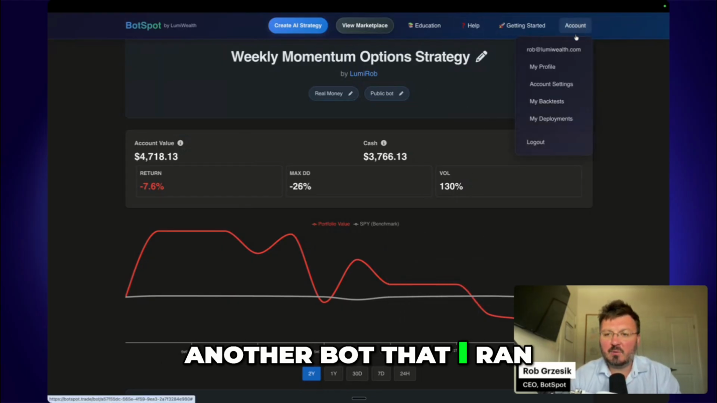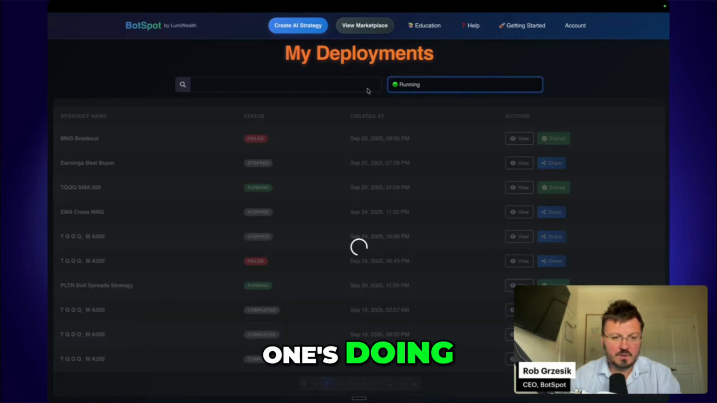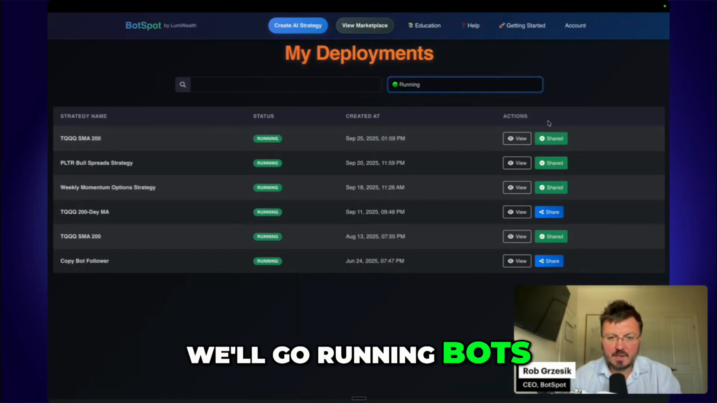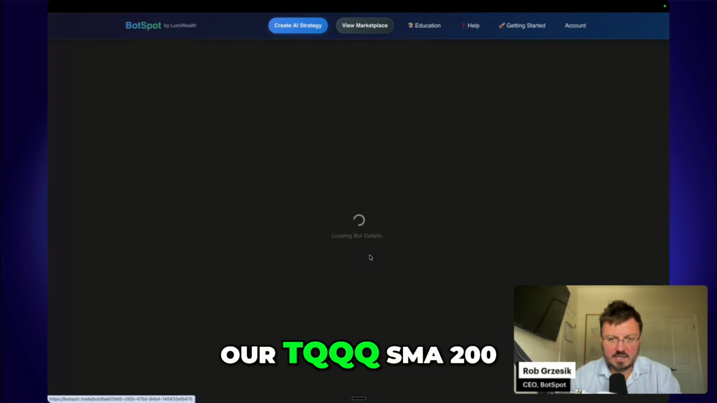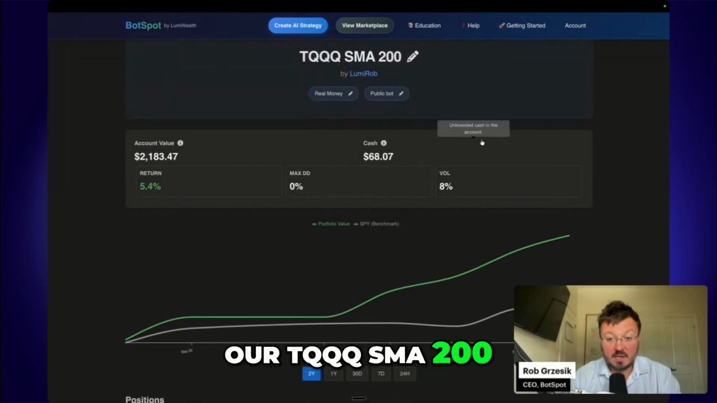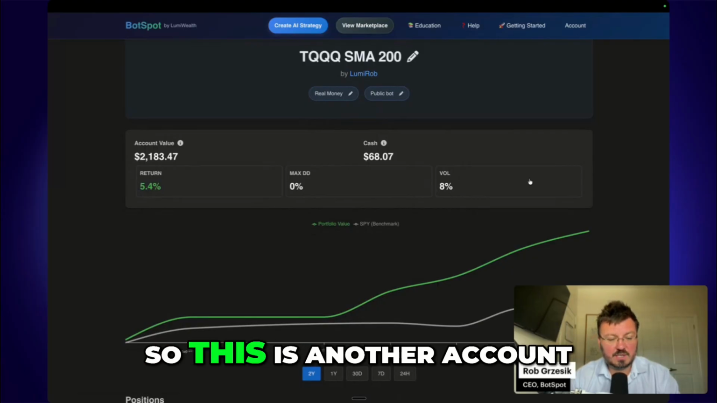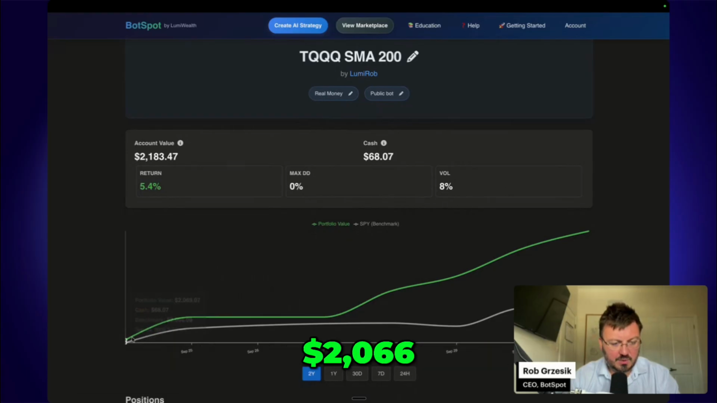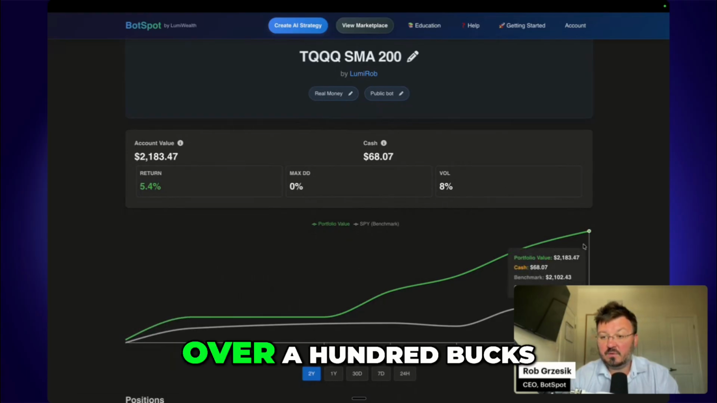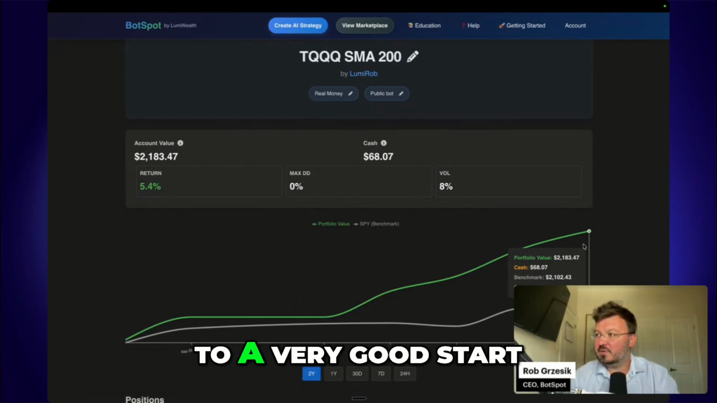Another bot that I ran last week. Let's see how that one's doing. We'll go to running bots. This is the bot that I ran last week, our TQQQ SMA 200. And this one's actually doing quite well. Awesome. We're off to a very good start. So this is another account. I think we started with $2,000. Where did we start? $2,066. And we have made over $100 so far, $120, $130. So this one's off to a very good start.